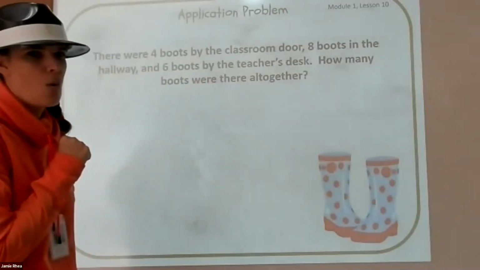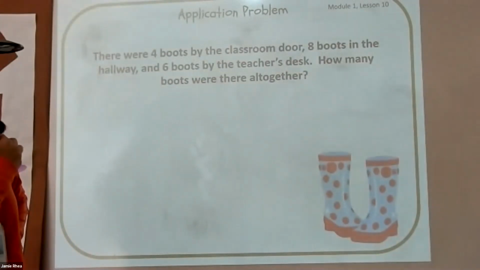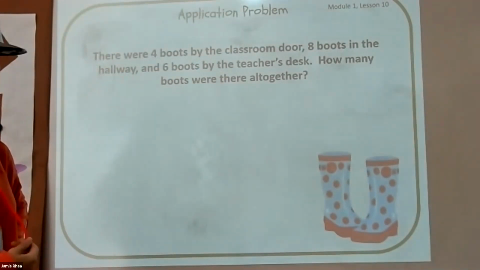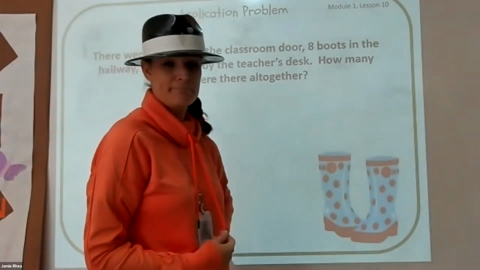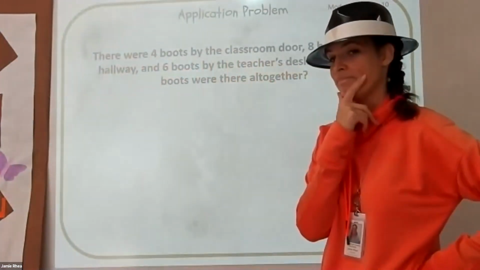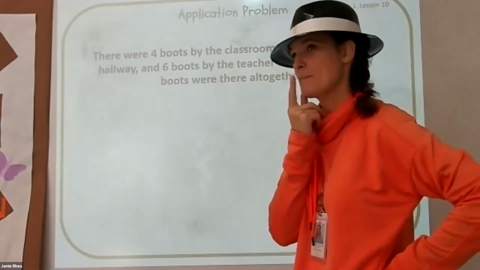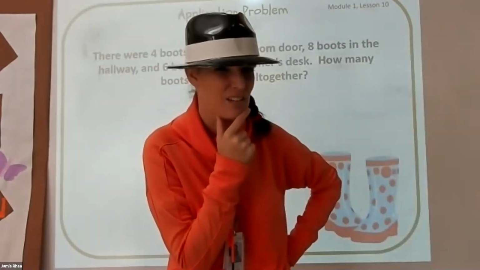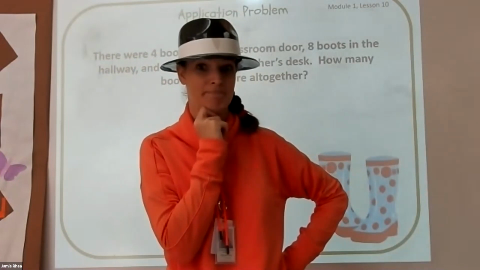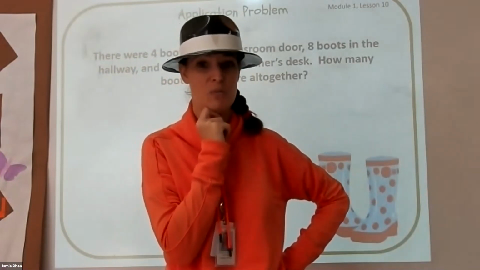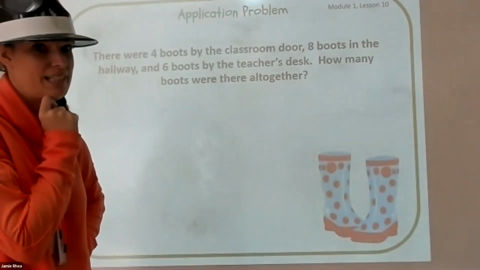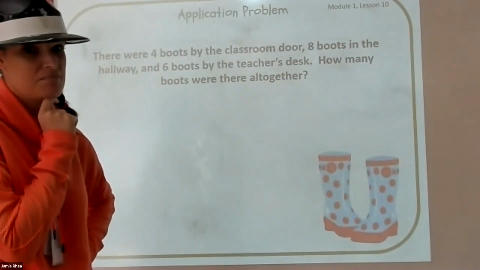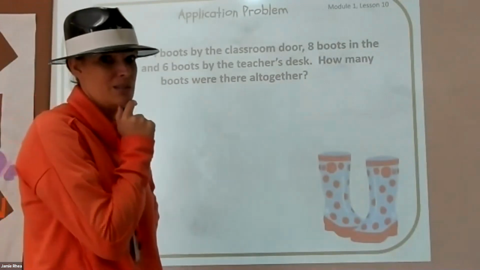There were 4 boots by the classroom door, 8 boots in the hallway, and 6 boots by the teacher's desk. How many boots were there all together? Do you know what I noticed? It doesn't tell us how to solve this problem. It doesn't say anything about number bonds or drawings, pictures, or writing number sentences. It doesn't tell us how to solve this problem. So what do we do?